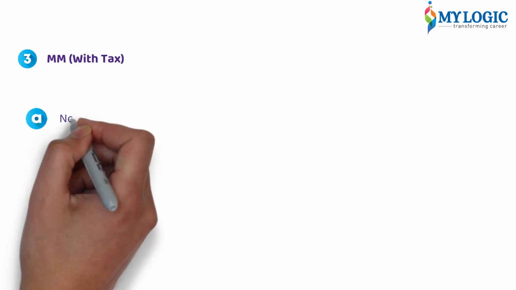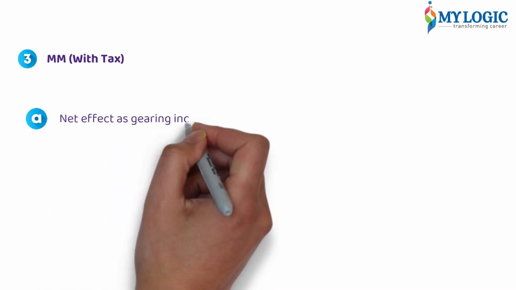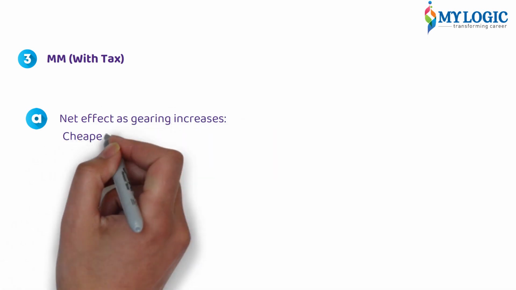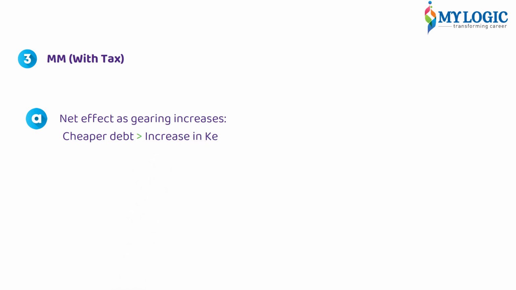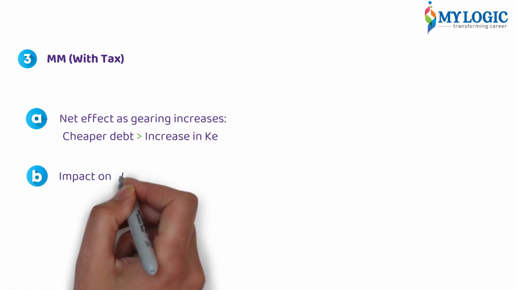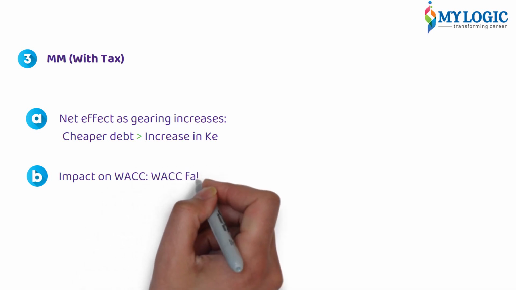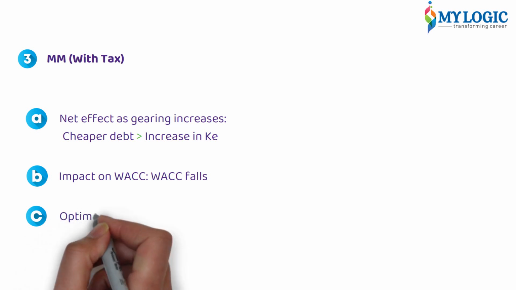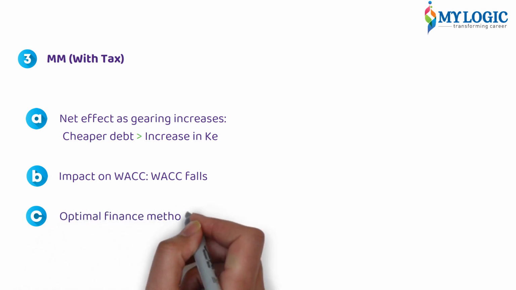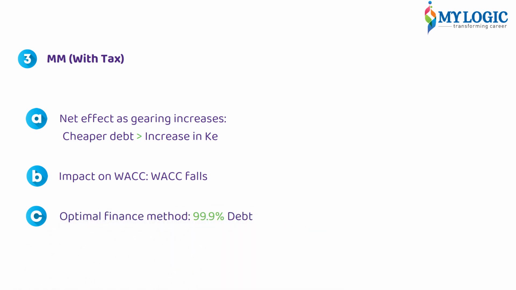Number 3. With tax. A. Net effect as gearing increases. Cheaper debt is greater than increase in KE. B. Impact on WACC. WACC falls. C. Optimal finance method. 99.9% debt.